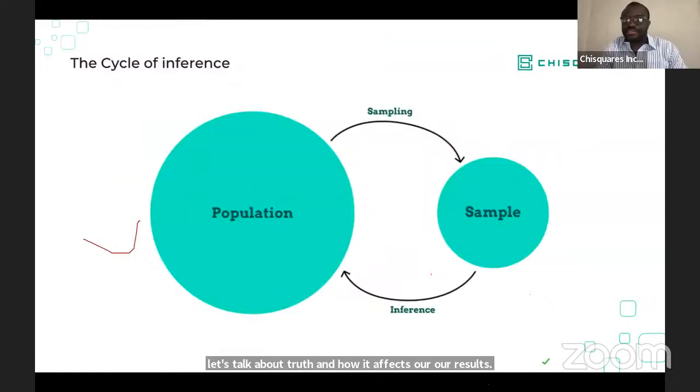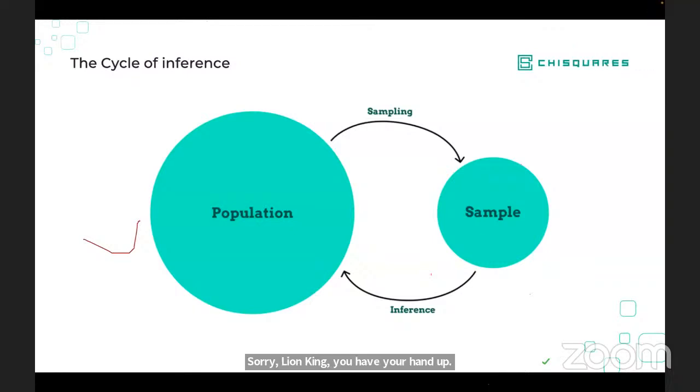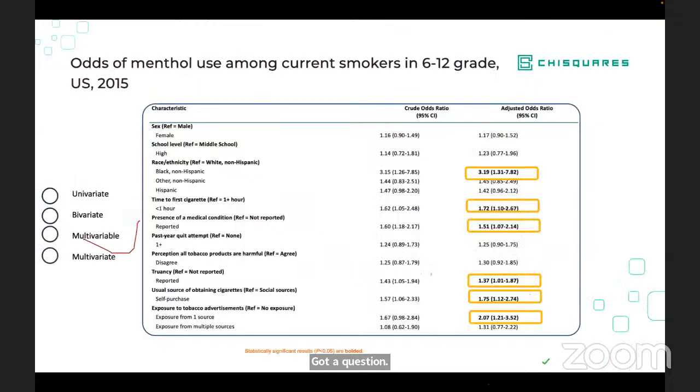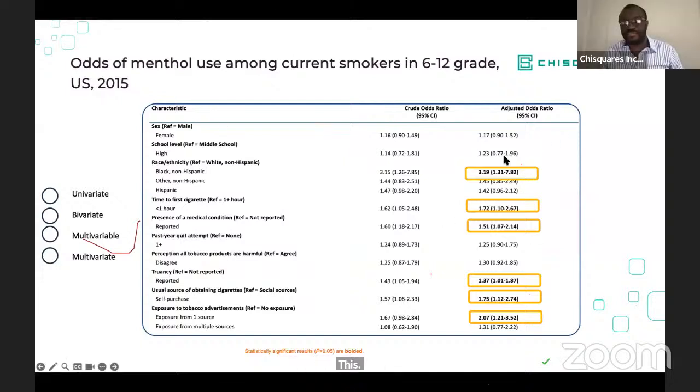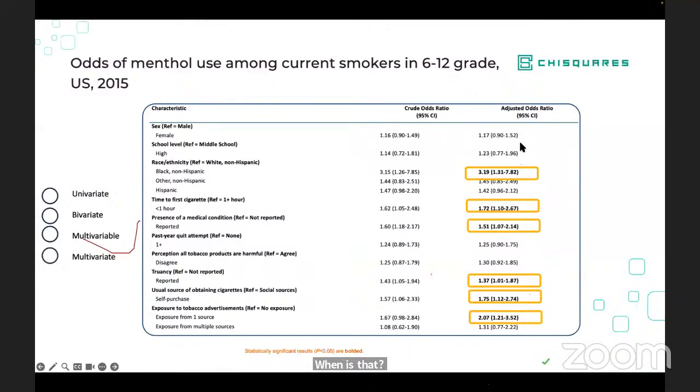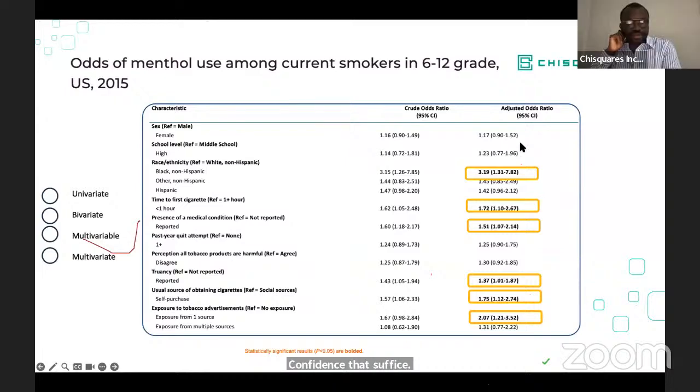Sorry, Lion King, you have your hand up. You have a question? Yes, Prof. Going back to the table you presented, the investigator didn't actually bring the p-value. So is it accepted in a journal like this? So you already have confidence intervals. You don't have to show confidence intervals and p-value. Confidence intervals suffice. Wow, this is my first time of hearing this. Okay, great.